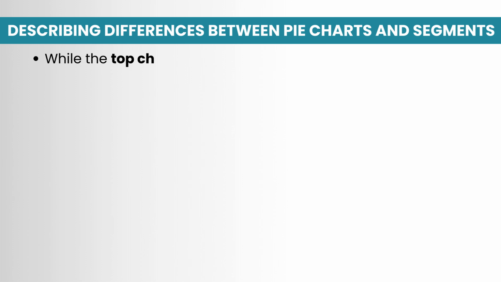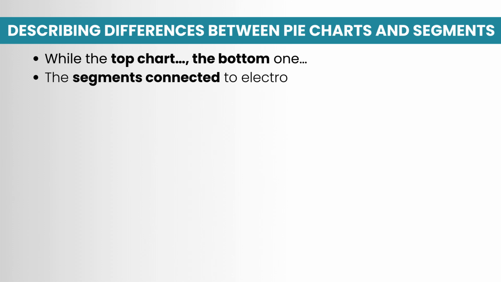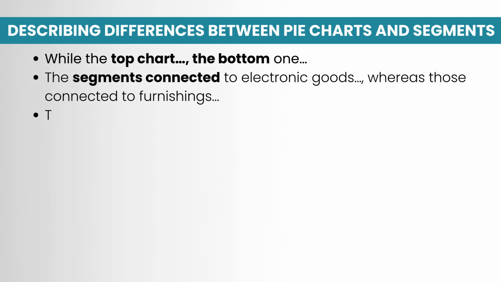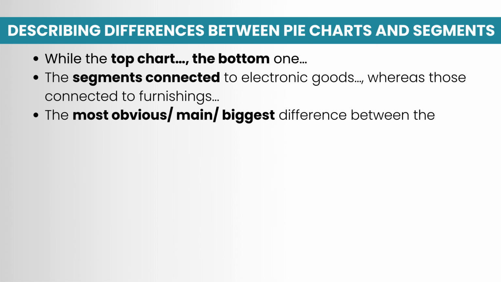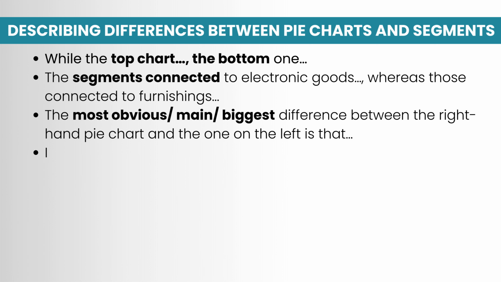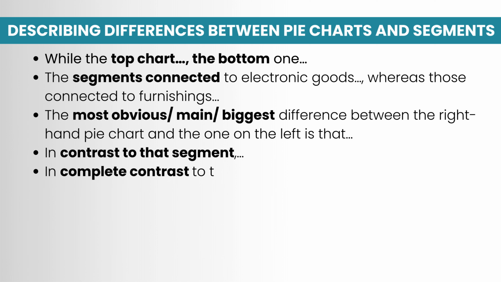Describing differences between pie charts and segments. While the top chart, the bottom one. The segments connected to electronic goods, whereas those connected to furnishings. The most obvious, main, biggest difference between the right-hand pie chart and the one on the left is that. In contrast to that segment. In complete contrast to the three largest segments.